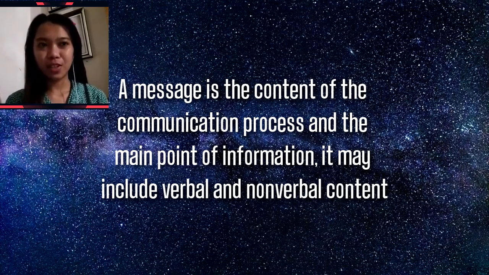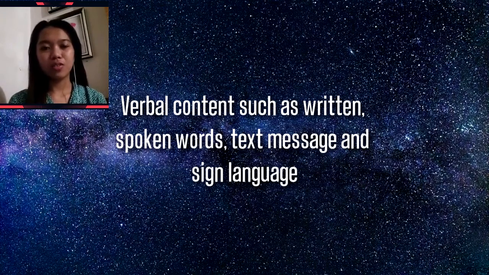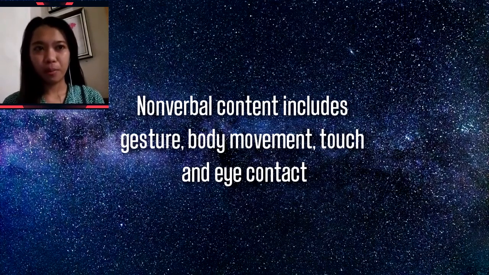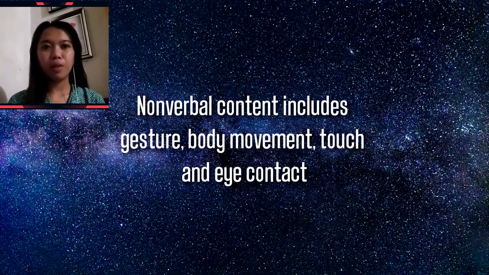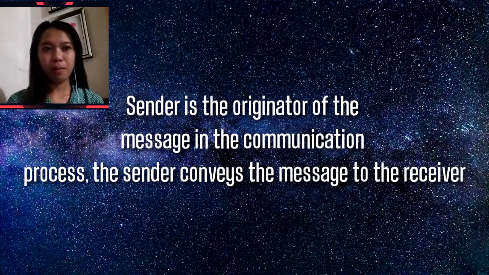So, message is the content of the communication process and the main point of information. It may include verbal and non-verbal content. Verbal content includes written and spoken words, text messages, and sign language. Non-verbal content includes gesture, body movement, touch, and eye contact. Message is the information conveyed from one person or group to another by words, signs, or symbols. Sender is the originator of the message in the communication process. The sender conveys the message to the receiver.